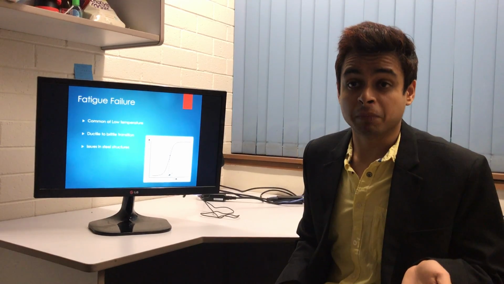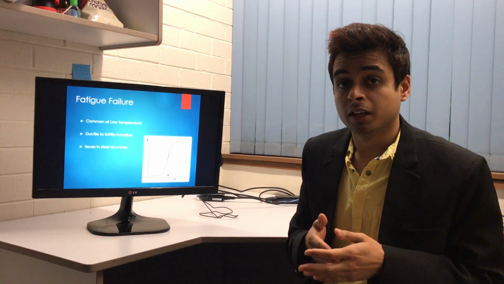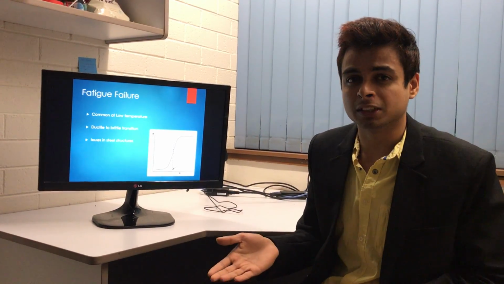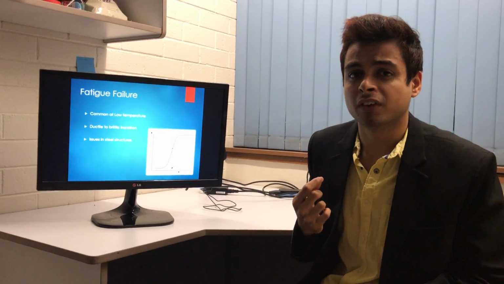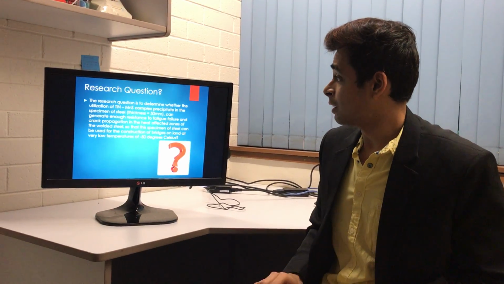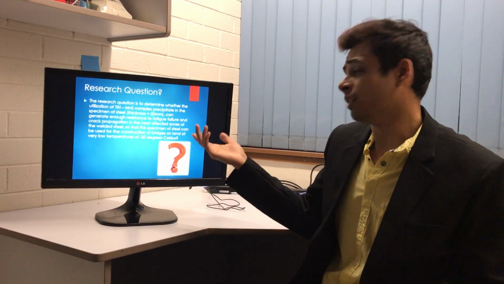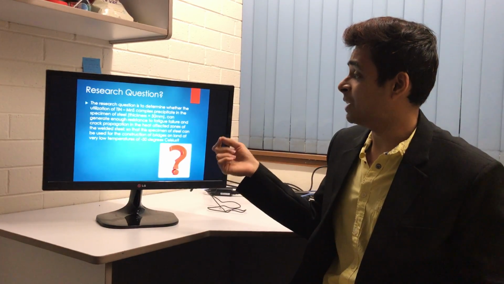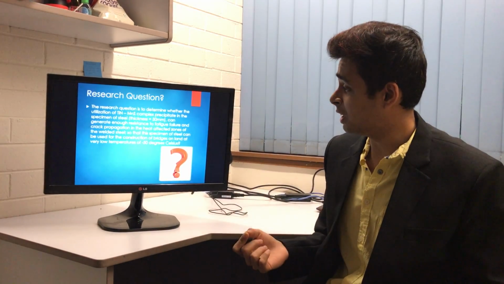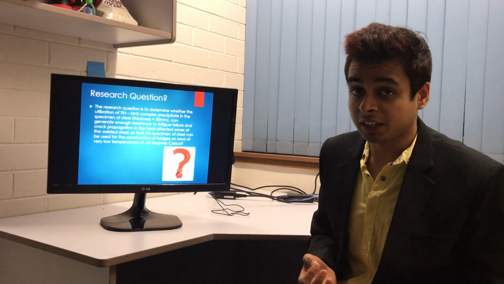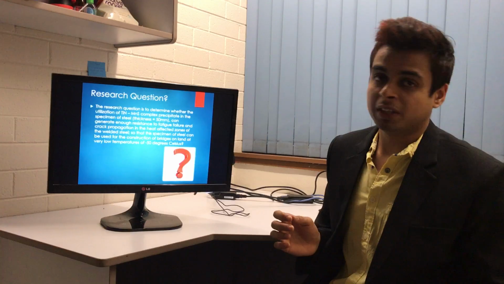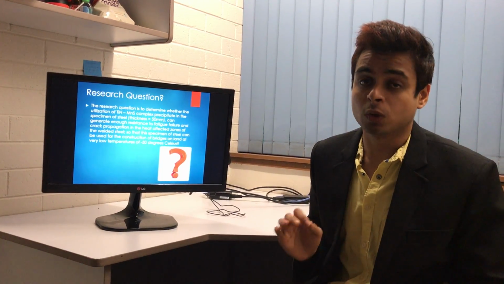So I was thinking that maybe we can use this TiN-MnS steel in building steel structures or bridges in cold temperatures. If it can sustain the values, it can sustain the fatigue testing and generate enough satisfactory values. Now, my research question is, and I'll read it out now: to determine whether the utilization of TiN-MnS complex precipitate in the specimen of steel can generate enough resistance to fatigue failure and crack propagation in the heat affected zone of the welded steel, so that this specimen can be used for the construction of steel bridges in cold temperatures.